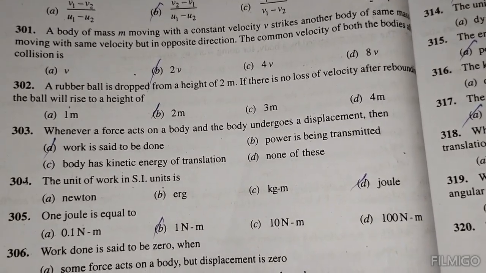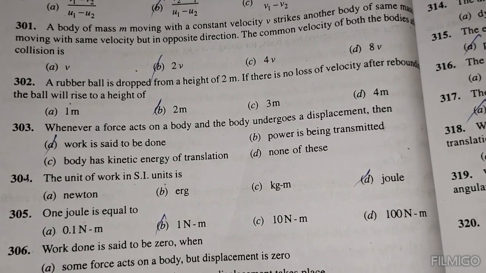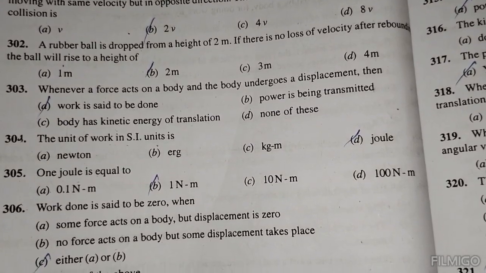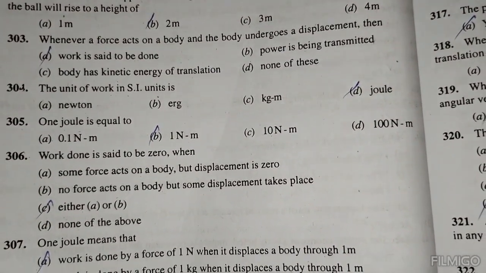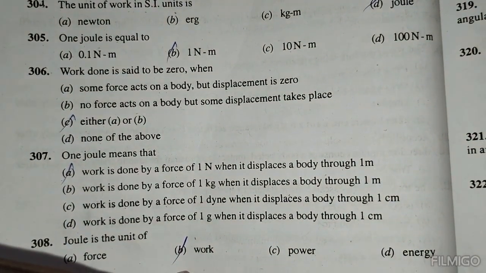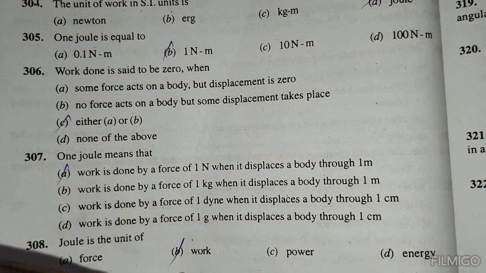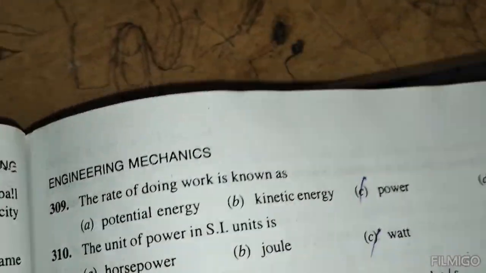Whenever a force acts on a body and the body undergoes displacement, work is said to be done. The SI unit of work is the joule. 1 joule is equal to 1 newton meter. Work done is said to be 0 when either A or B. 1 joule means that work is done by a force of 1 newton when the body is displaced through 1 m. Joule is the unit of work.